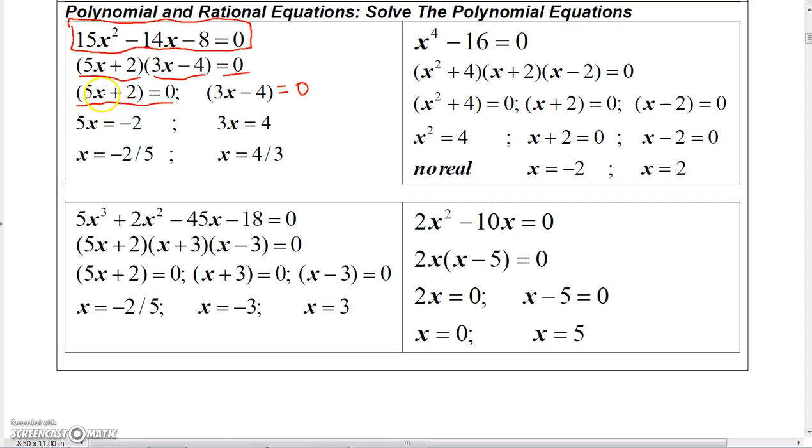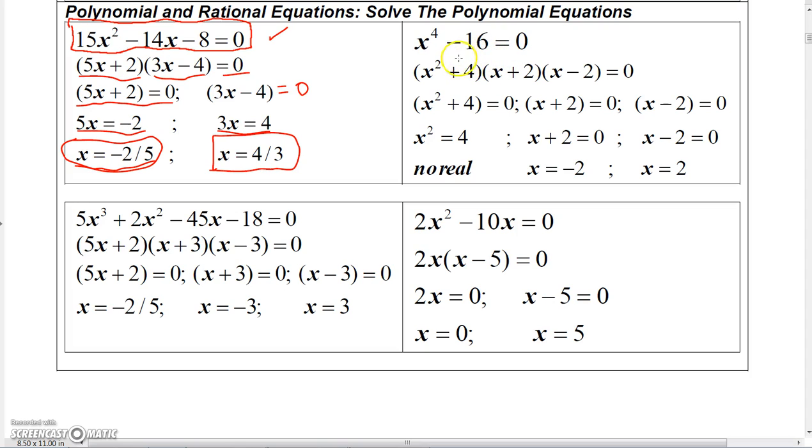So the first one, I can solve it by just subtracting 2 from both sides and get 5x equal negative 2, and then divide both sides by 5. So x equal negative 2/5 makes the first factor 0. So that means that's going to be a solution to that polynomial equation. And then 3x minus 4 equals 0. If I add 4 to both sides, I get 3x equals 4. And then if I divide both sides by 3, I get x equal 4/3. So actually this has two answers, negative 2/5 and 4/3 will make that equation a true statement.